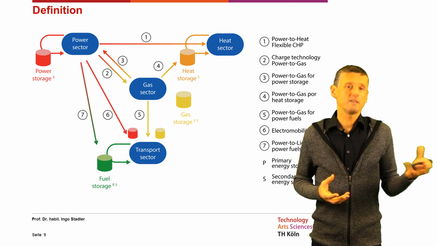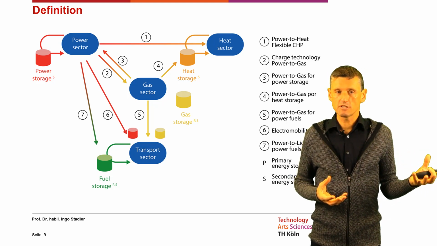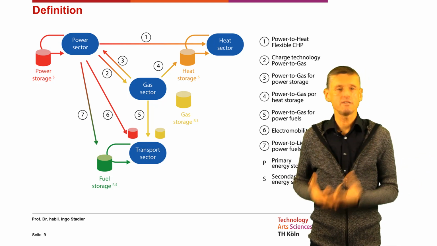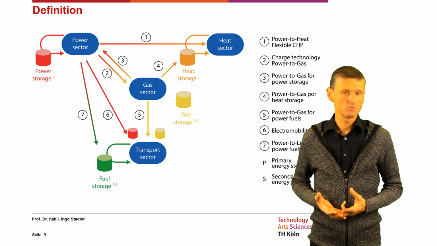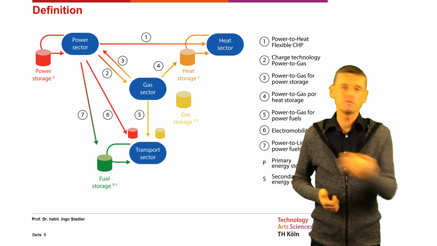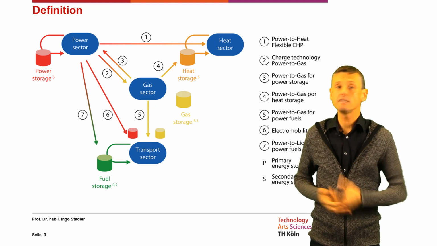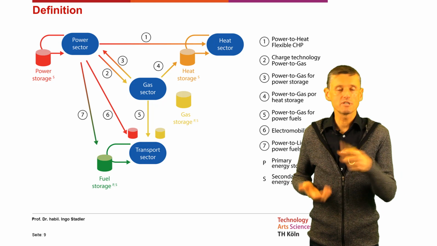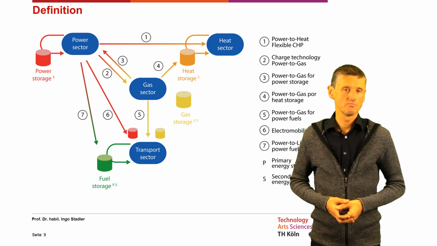Of course, we might again have power storages like batteries, but then we can also connect the heating sector to the right upper corner, either directly converting electricity to heat and applying the heat, or producing heat and storing the heat to use it later in the heating sector.